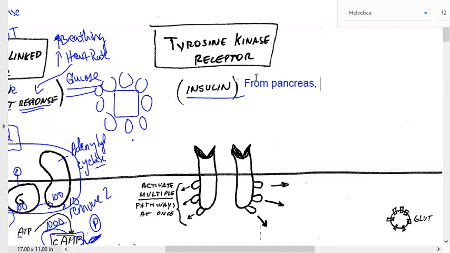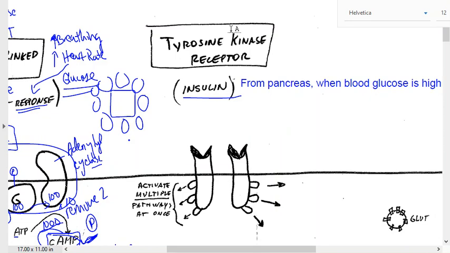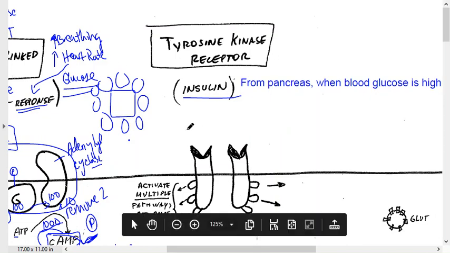When glucose levels are high, once you've eaten something, the enzymes in the small intestine have broken down all the carbs that you've eaten and absorbed into your small intestine and then into the bloodstream, and all that glucose needs to be brought into cells. So remember, insulin is the signaling molecule in charge of that. So from the pancreas, when blood glucose is high, and in this case, we're actually going to need two insulin molecules.